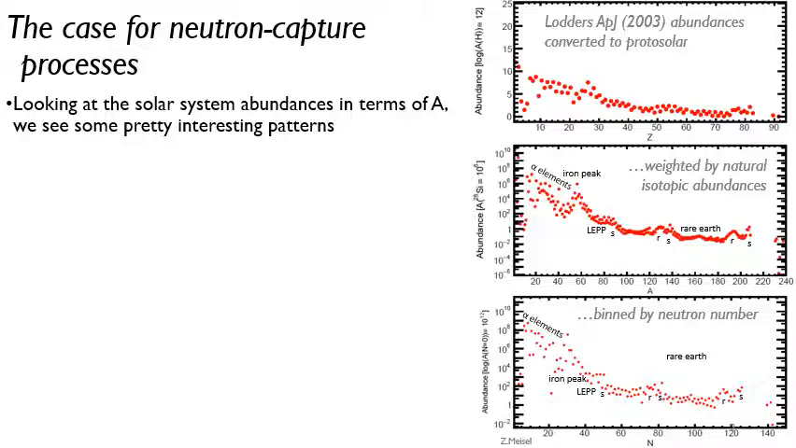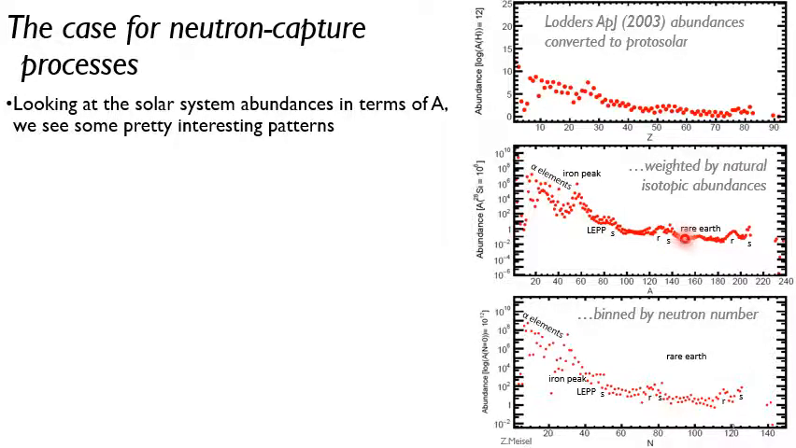So the basic idea, or the signature that people saw, and this is basically how every process is identified: you look at abundance patterns and then you try to understand them. If you look at the solar abundances, you can determine the abundances of elements from meteoritic samples, from spectroscopy of the photosphere. You can then weight the abundances of these elements by the natural isotopic abundances. So now you have abundance versus the mass number. And now you see very striking patterns start to appear.